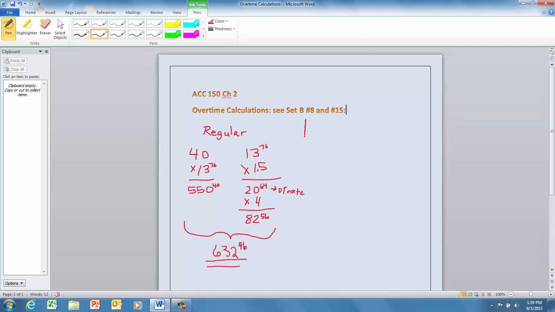Now let's take a look at redoing the same problem, only this time we're going to use the premium approach. In this one, we take all of his hours, which is 44, and multiply it times his regular rate of $13.76. That gives us $605.44.